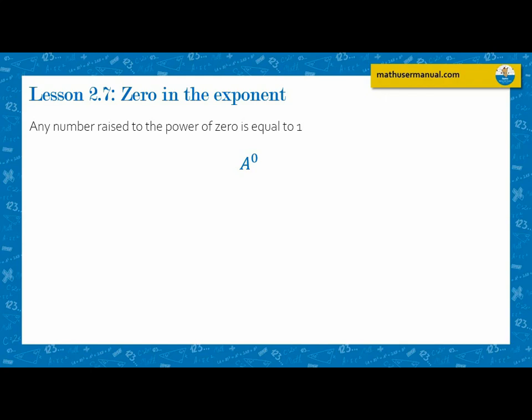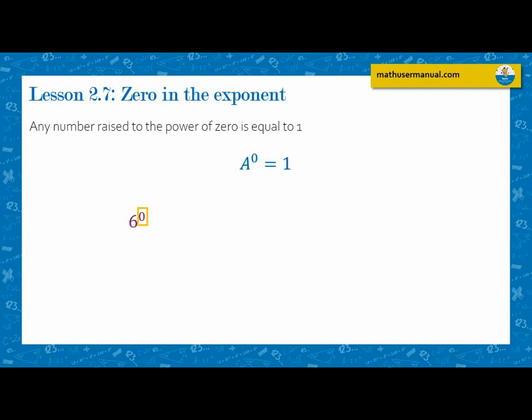In lesson 2.1, we talked about when a number doesn't have a written exponent, it's not a 0, it's a 1. But what happens when we actually have an exponent of 0? Because yes, we can have an exponent of 0, and this is actually the easiest of the properties. Any number raised to the power of 0, like in this case, a to the power of 0, is always going to equal 1.